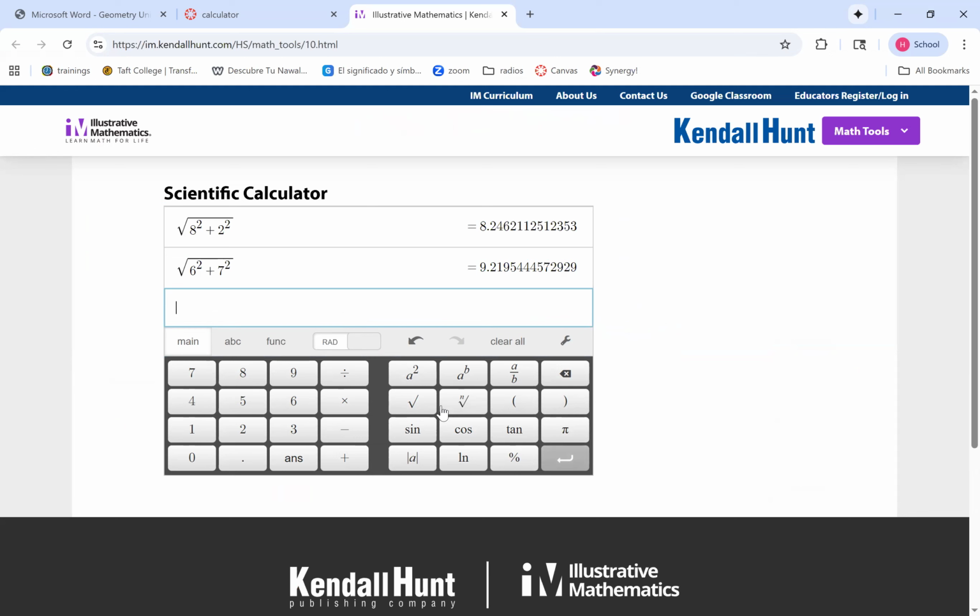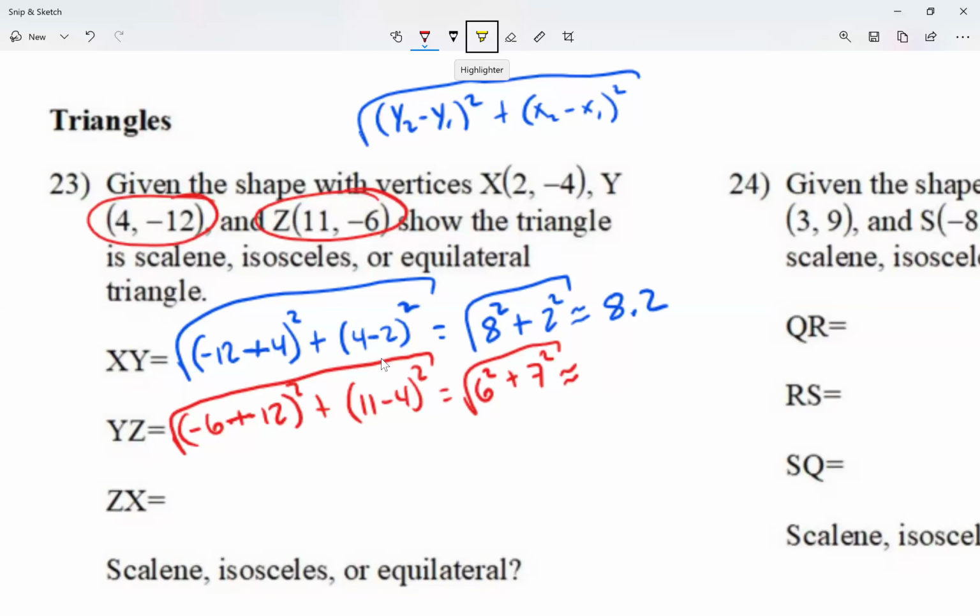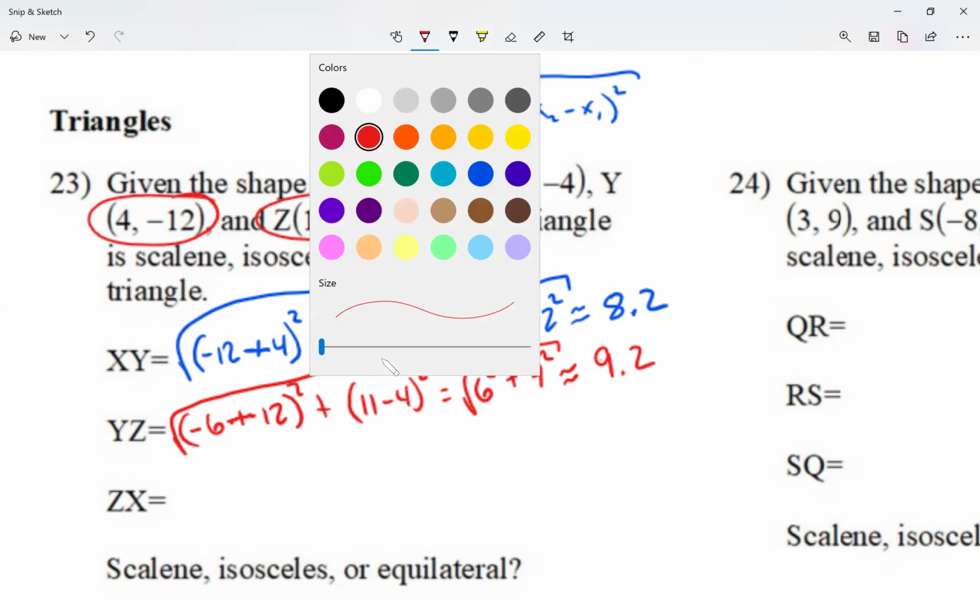I'm showing my calculator for this question. I'm not going to show my calculator for question number 24. But I'm going to say YZ became 9.2. So far, my two sides are not the same, so it's not an equilateral triangle. Because remember, with equilateral, all three sides will be the same.